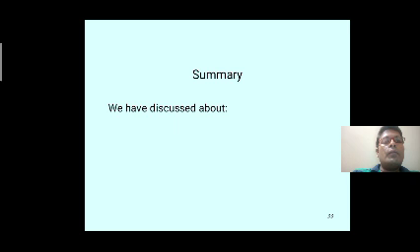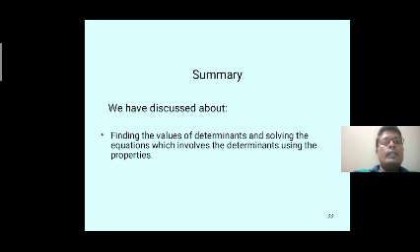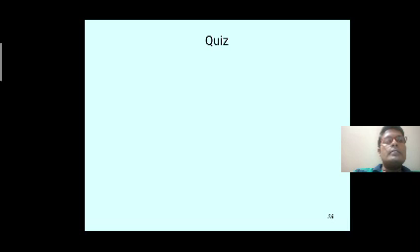Summary. We have discussed finding the values of determinants and solving equations which involve determinants using the properties.